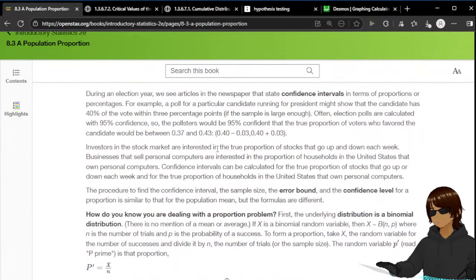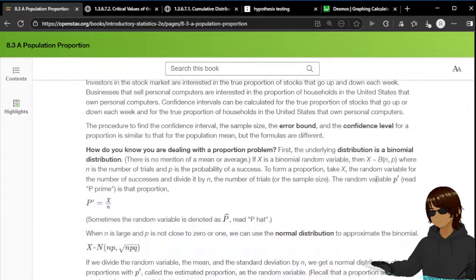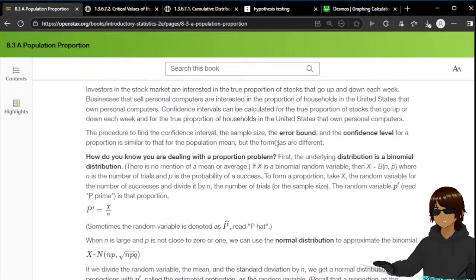Investors in the stock market are interested in the true proportion of stocks that go up and down each week. Businesses that sell personal computers are interested in the proportion of households in the United States that own personal computers. Confidence intervals can be calculated for these true proportions. The procedure to find the confidence interval, the sample size, the error bound, and the confidence level for a proportion is similar to that for the population mean, but the formulas are different.